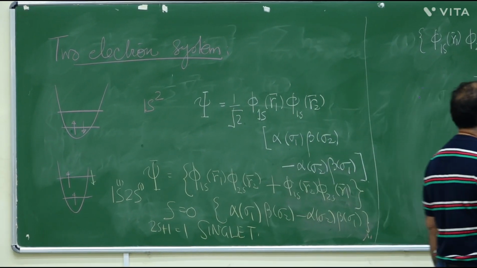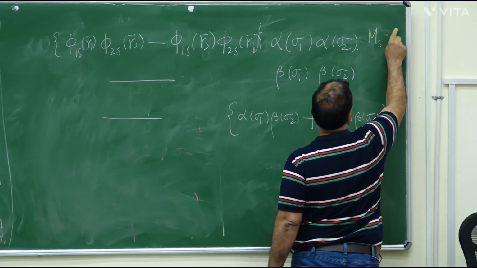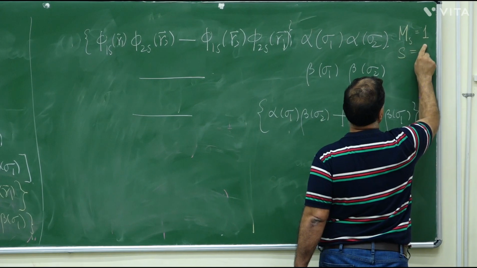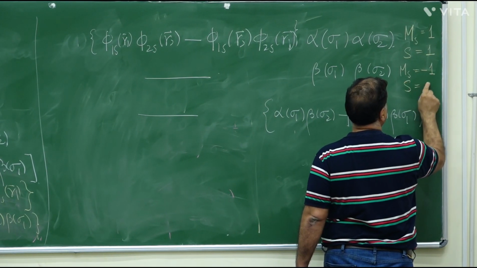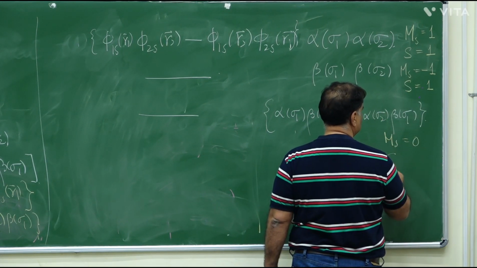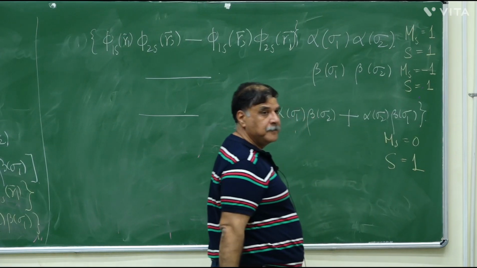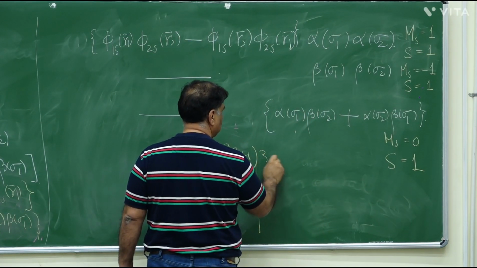And here, in this case, ms will come out to be 1, S will come out to be 1. Ms in this case will come out to be minus 1, S will come out to be 1. In this case, ms will come out to be 0, S will come out to be 1. So this is 3 states of the same thing, 2S plus 1 is 3.